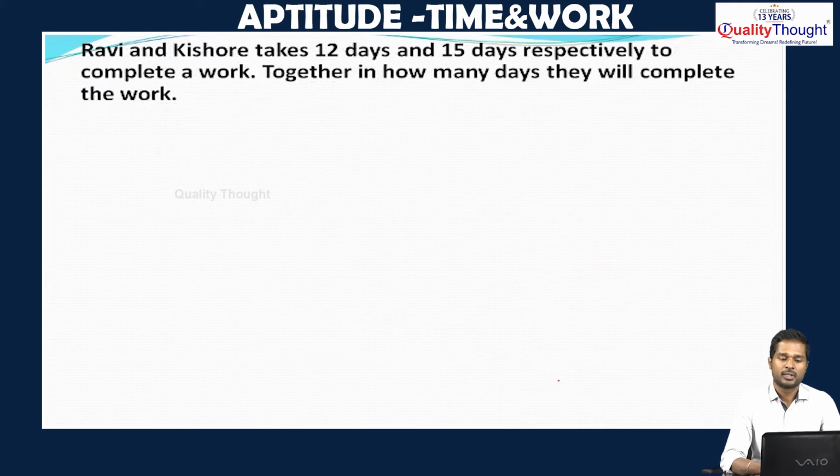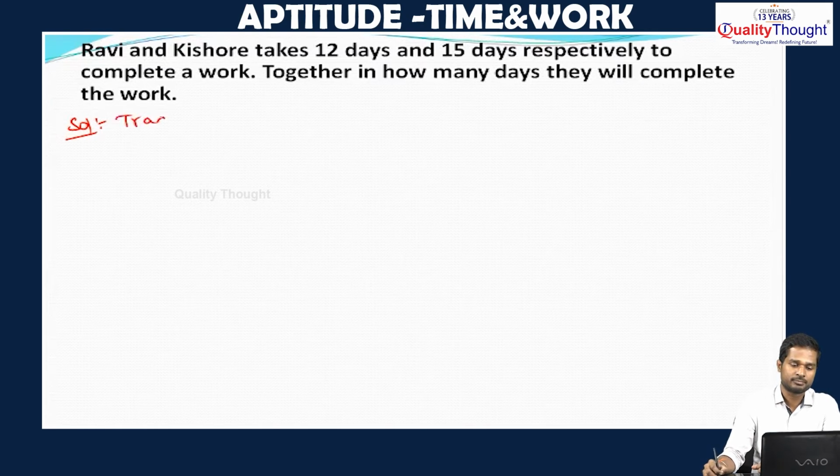Second question. The question says Ravi and Kishore take 12 days and 15 days respectively to complete a work. Together, in how many days will they complete the work? We will see this first by using the traditional method, then we will use the formula, then we will use the shortcut method. First let's check it by using the traditional method.